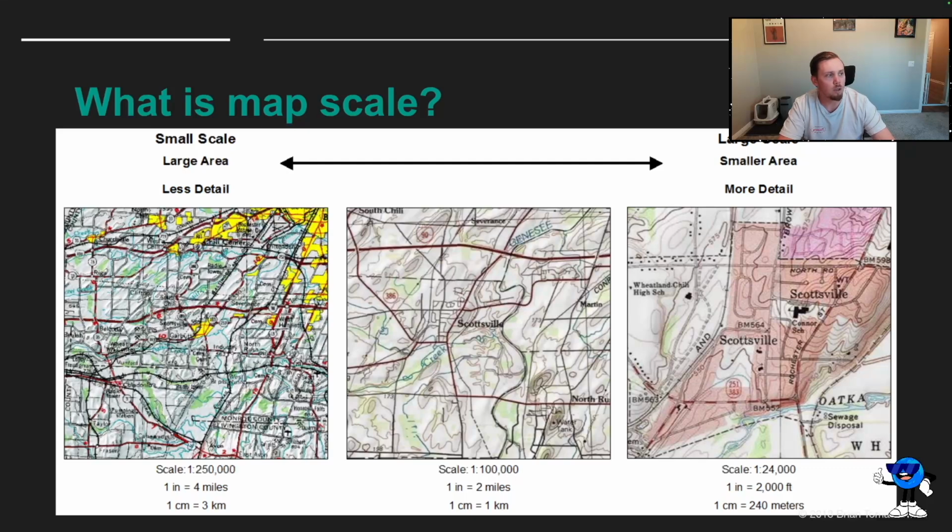The largest scale map you can make is 1 to 1, where 1 inch of the map is equal to 1 inch of measurement in the real world. That is, the map will be the same size as the ground you're actually mapping. So the map of a classroom will be the same size as the classroom itself. Conversely, a small scale map has a smaller RF value, such as 1 to 250,000, and shows a much larger geographic area.